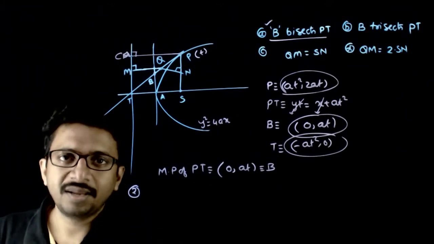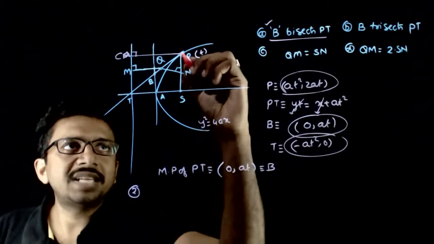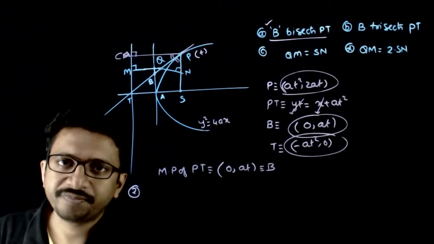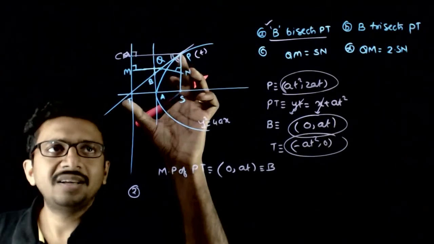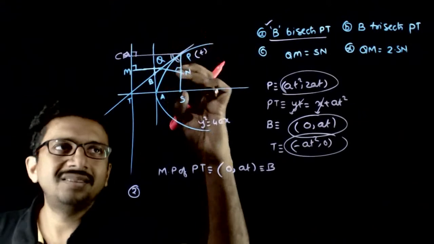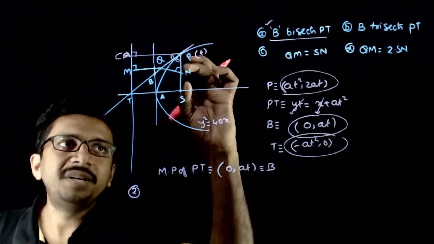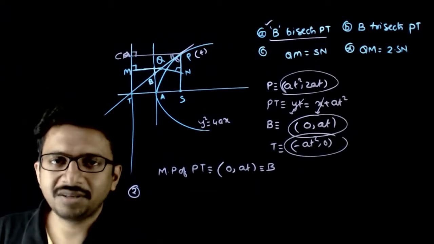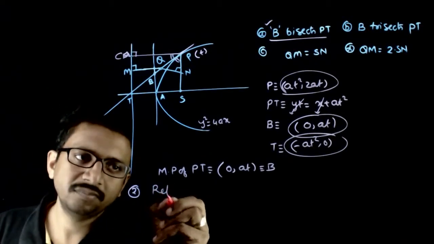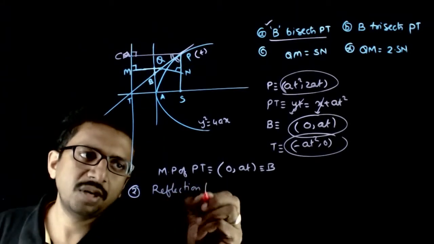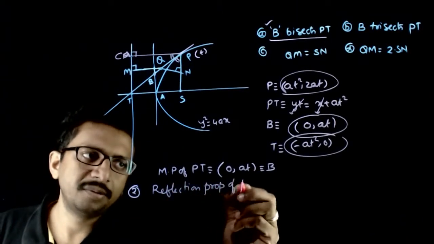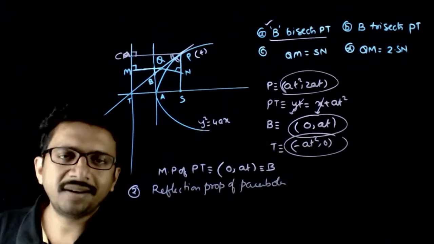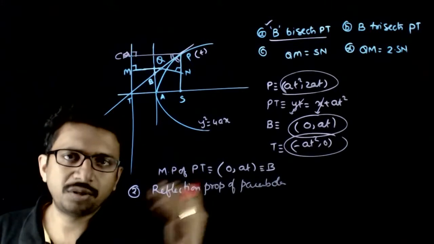And the next important point that you need to remember is that the tangent at point P always bisects the angle between the focal radius and the perpendicular from P onto the directrix. This is called the reflection property of parabola. Now that we understood the reflection property of parabola, how do you use this to solve this problem?